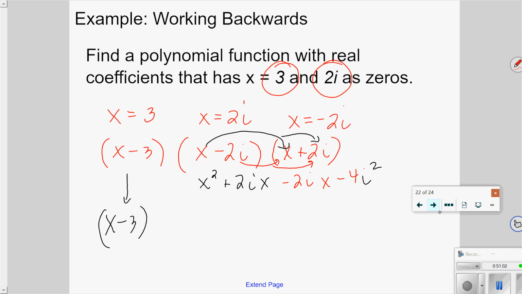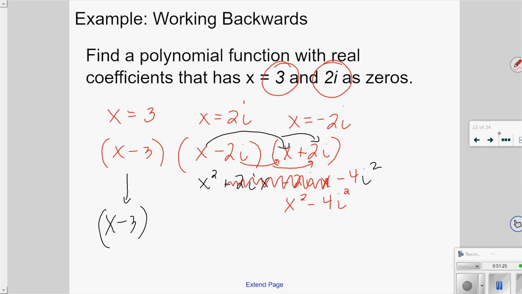So now we're going to simplify that. Which ones cancel out? Positive and negative 2ix, right? This should always happen. Always, always, always. So we get x squared minus 4i squared.